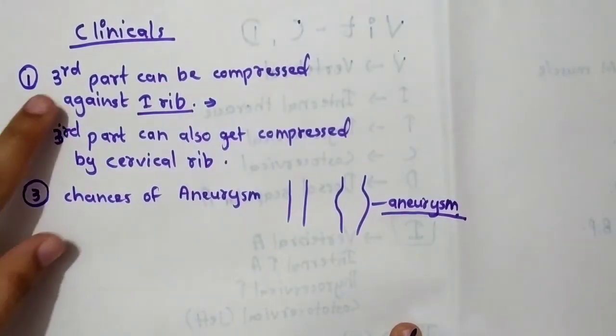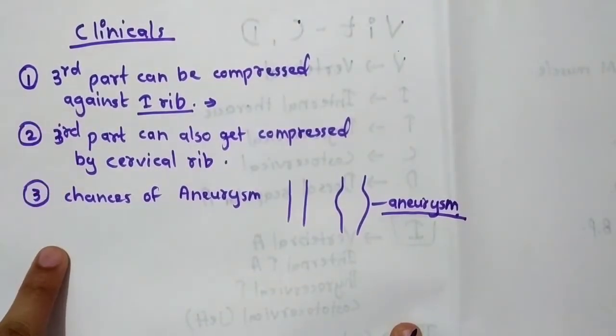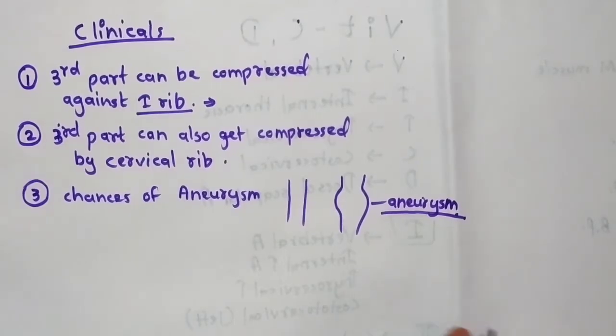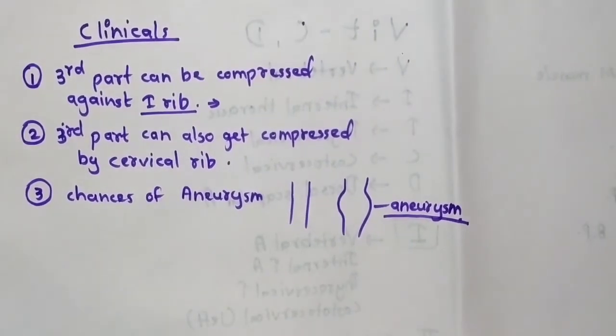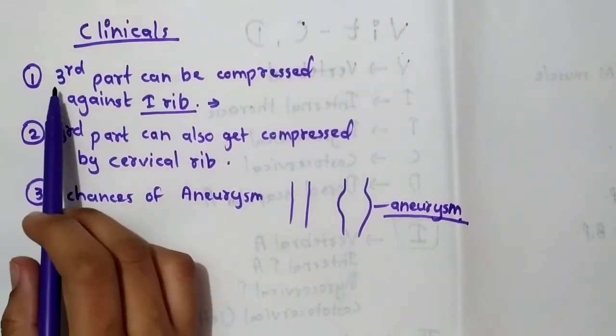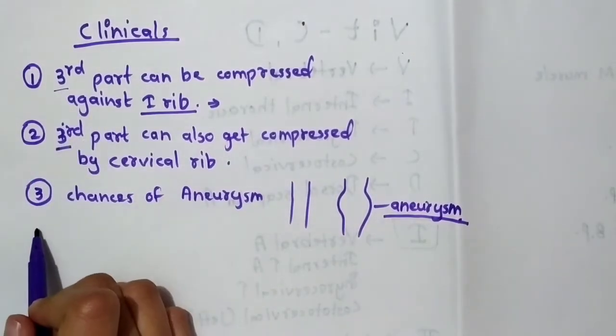If this artery is injured or compressed at any part, since this is the main artery from where the blood supply of the upper limb starts, it will hamper the blood supply of the upper limb. So this third part is important.